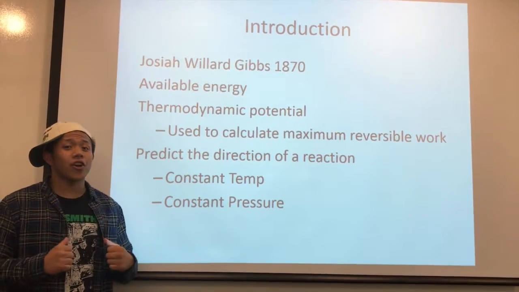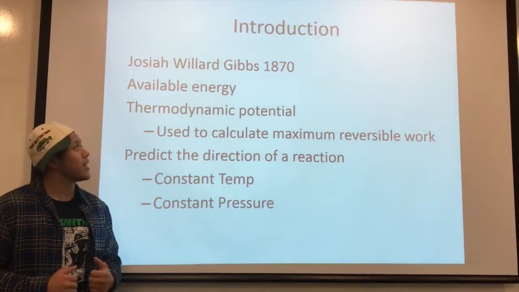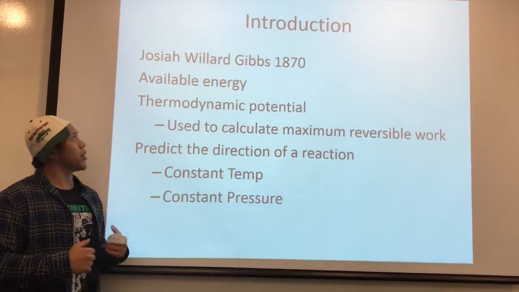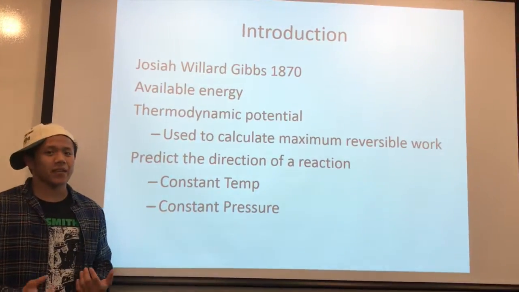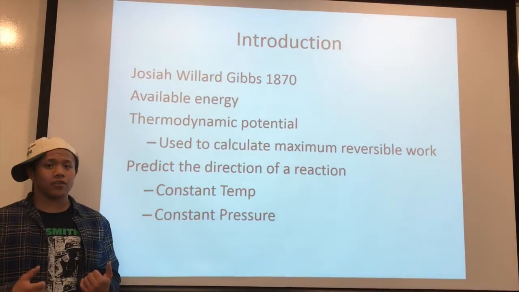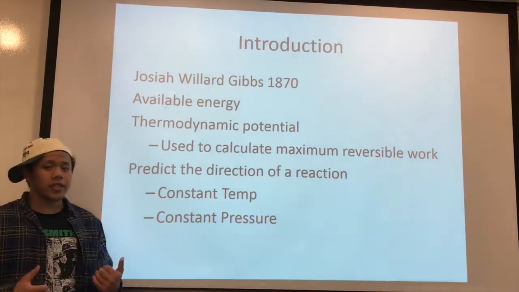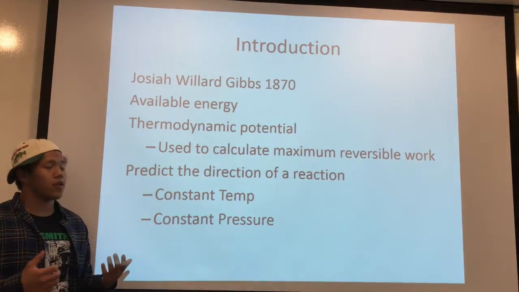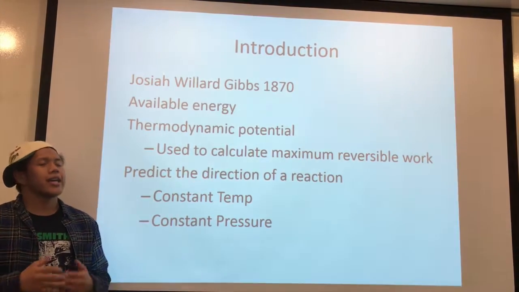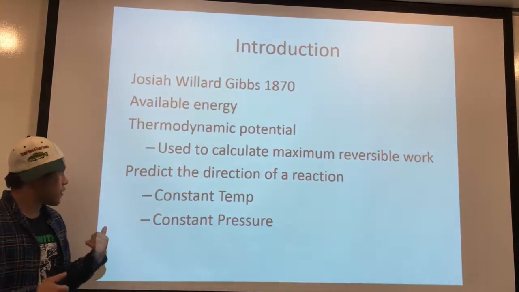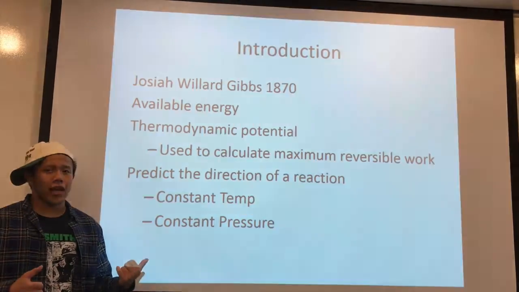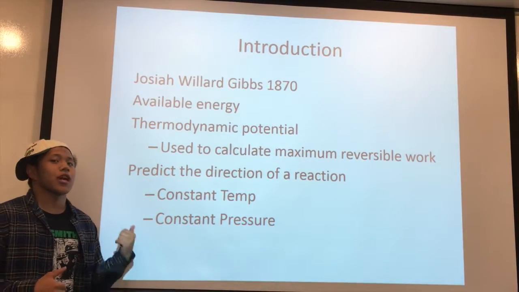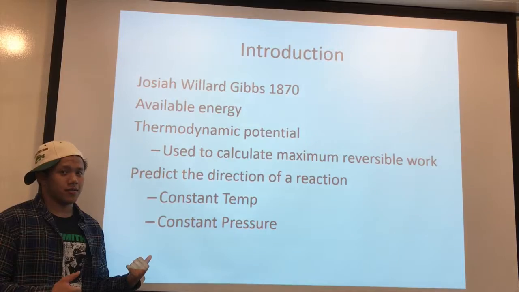Jack, luckily I know a whole bunch about Gibbs free energy. Gibbs free energy was a term developed by Josiah Willard Gibbs in 1870. It is known as the available energy of a system or the thermodynamic potential, which can be used to calculate the maximum reversible work. Gibbs can be used in so many ways. One way is to predict the direction of a reaction at constant temperature and constant pressure.